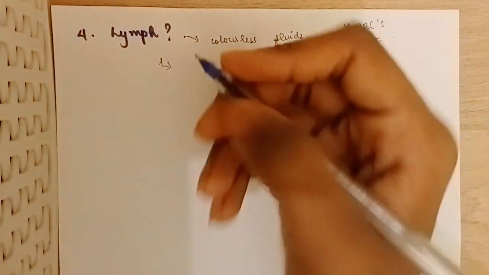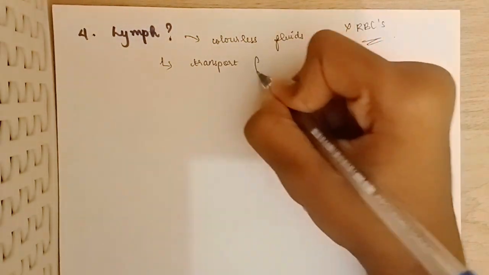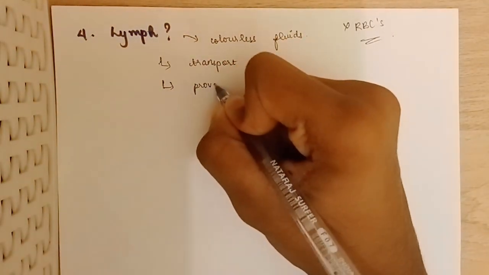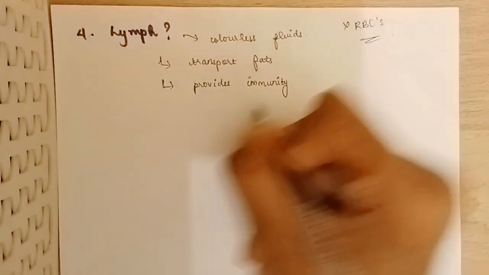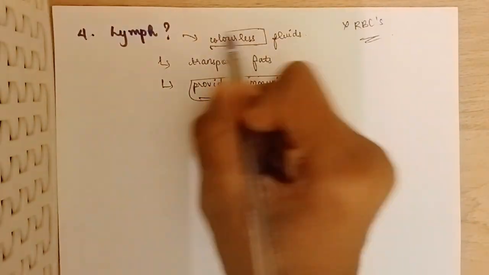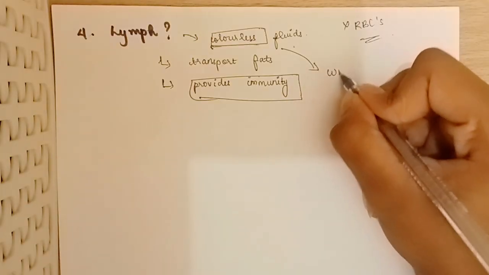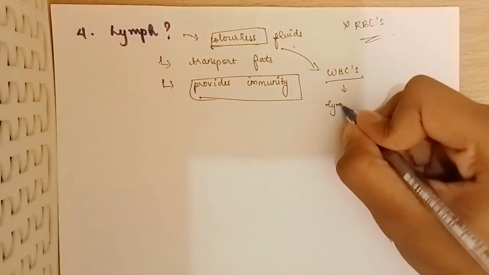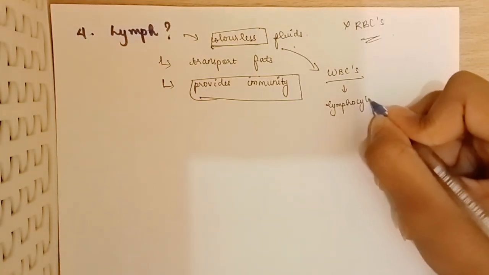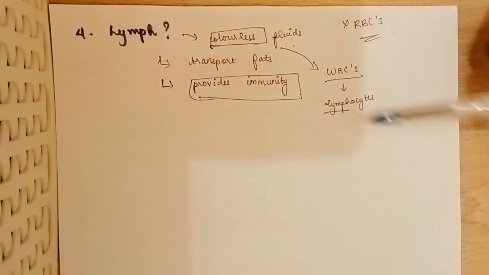Now, what are the functions of lymph? The main function is to transport fats. And the second function, it provides immunity. So if it provides immunity and if it is a colorless fluid, then we can tell lymph mainly consists of WBCs, or from WBCs it contains lymphocytes. So from the name, lymph contains lymphocytes. This is a code again.